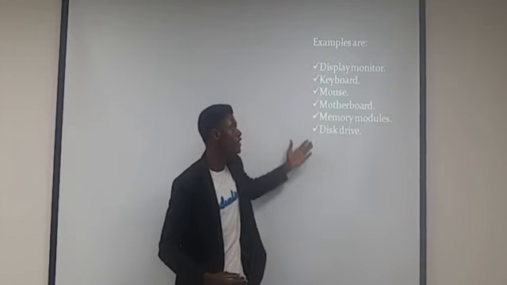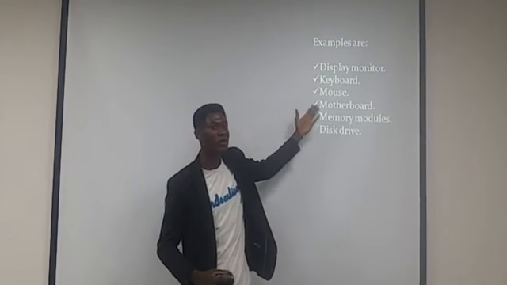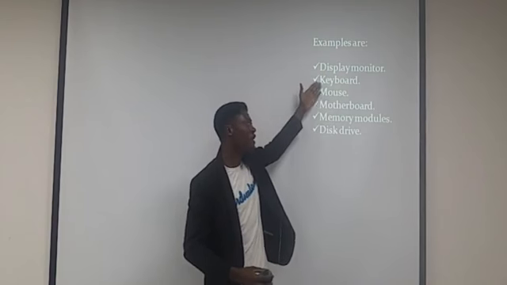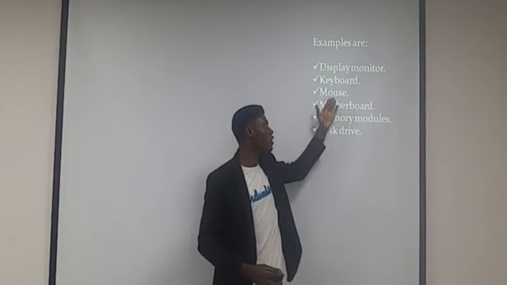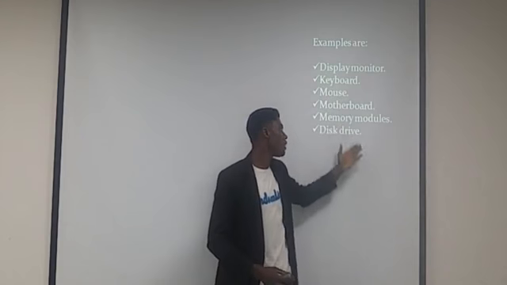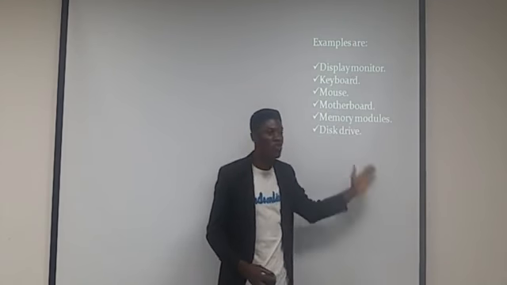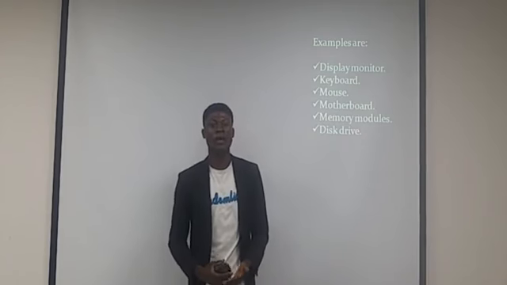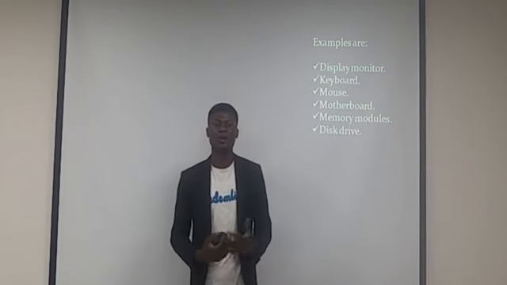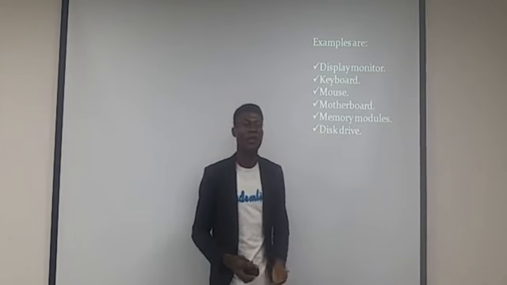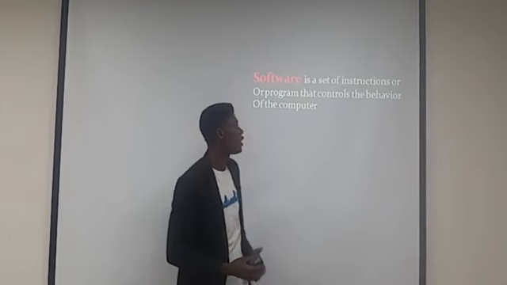Examples of such we have seen in the picture we displayed earlier, right? And we have their names here still. We have the monitor, the keyboard, the mouse, the motherboard, the memory modules, the disk drive, and several of them like that, which you can see with your eyes and touch with your hands. You can refer to them as the computer hardware. Now let's look at the computer software.